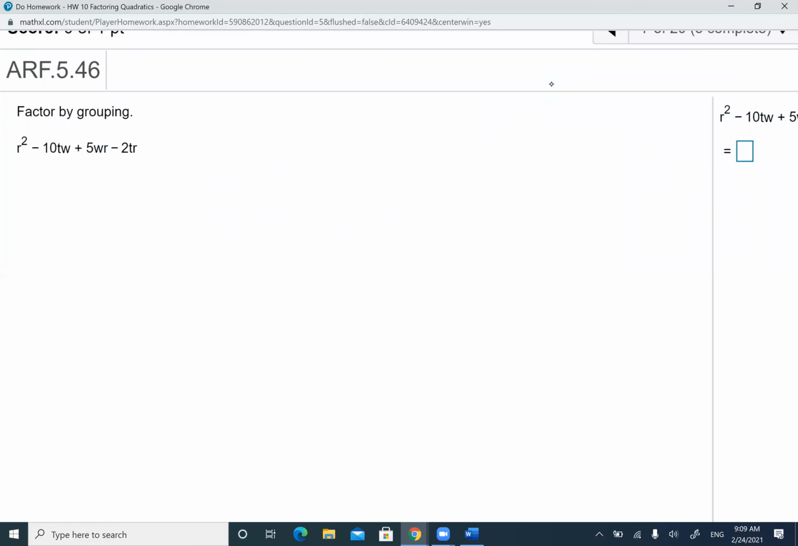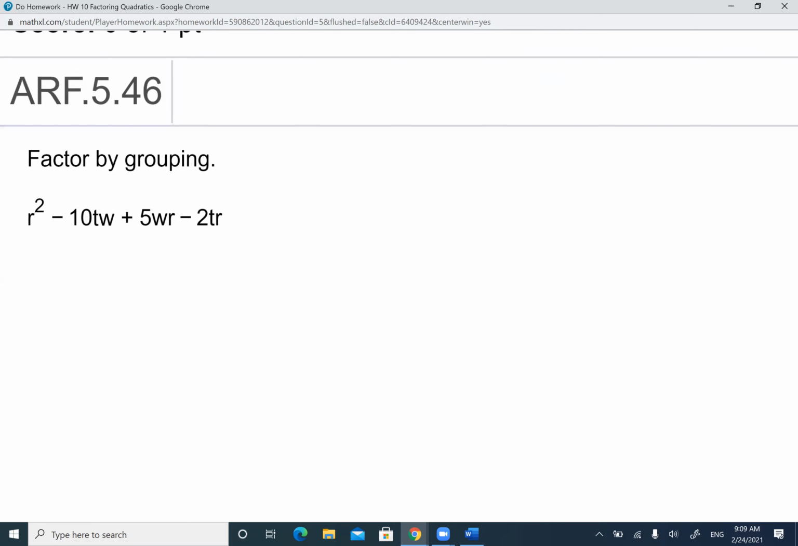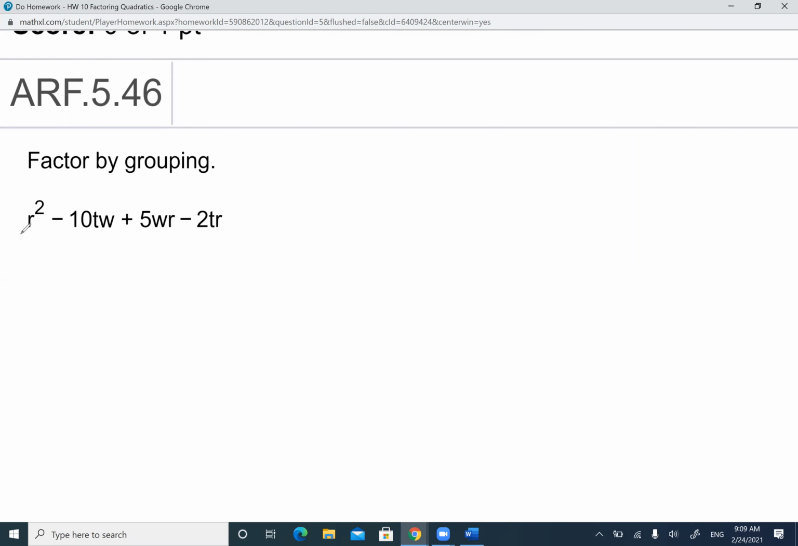Let's do one more. So we're going to split this into groups. And in the first group, what do they have in common? They don't have anything in common, right? So in this case, we need to organize them. We need to move them around, switch the terms, because looking at this polynomial, there are 4 terms. These two have something in common, right? And these two have something in common. You see that? So you're going to rearrange the polynomial.